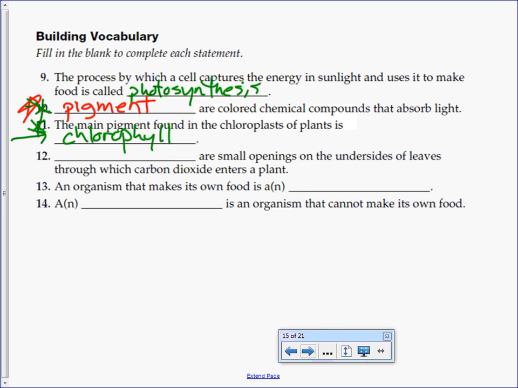All right, small openings on the undersides of leaves are stomata. And we will talk about these a little bit more in the spring when we talk about plants. But that's basically how the plants are getting oxygen out and carbon dioxide in. The stomata, a stoma is an opening. And you could probably see this on the duckweed in your ponds if you get bored of looking at other things.